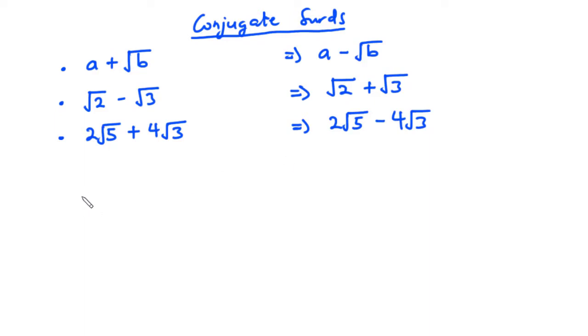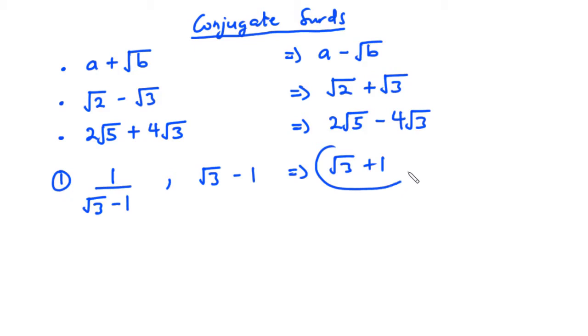So having this in mind, let's solve some examples. So for the first example, we have 1 over the square root of 3 minus 1. Now how do we simplify this expression? To solve this expression, we need to multiply top and bottom by the conjugate of the denominator. Now the conjugate of root 3 minus 1 is root 3 plus 1. So we are going to multiply both the numerator and the denominator by root 3 plus 1.